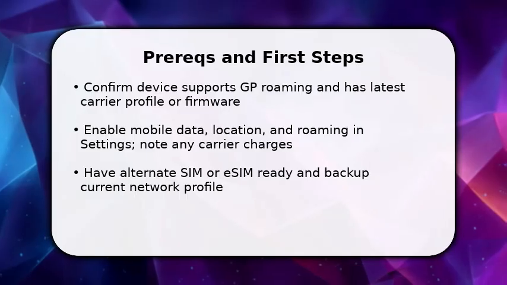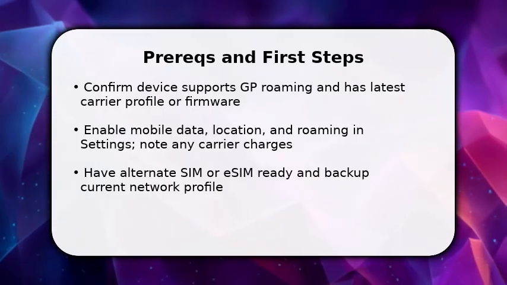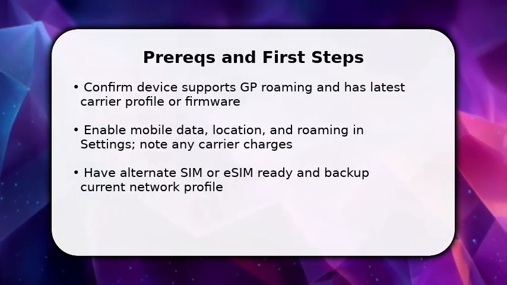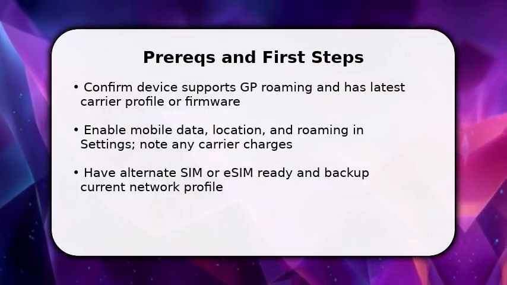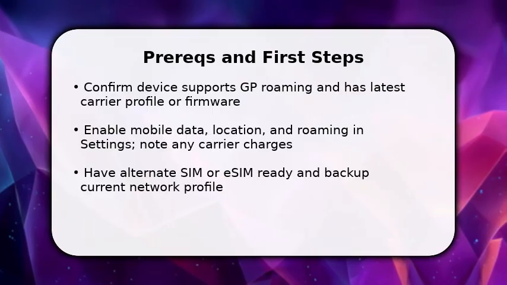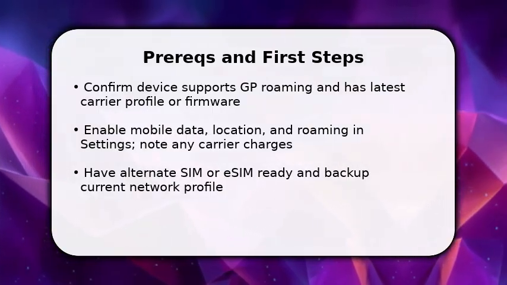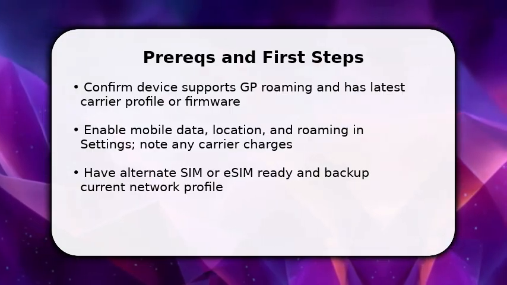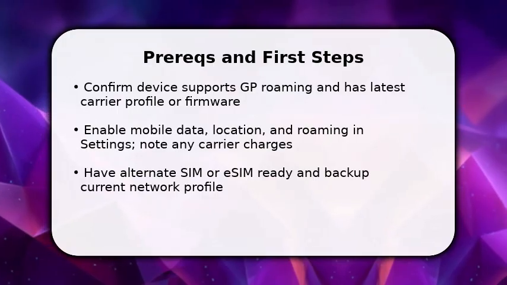You start by verifying prerequisites. Make sure your phone and plan support GP roaming and that you've updated carrier profiles. Open settings and enable mobile data, location, and roaming so the network can register you. If your carrier uses eSIM, load the alternate eSIM or insert a spare SIM now. This prevents losing service during handoffs.